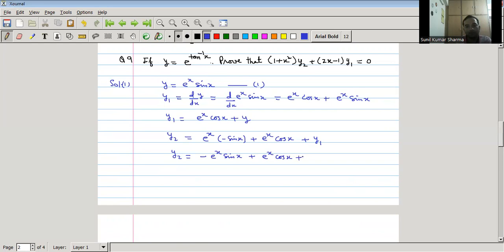And what is y1? y1 is e to the power x cos x plus e to the power x sin x. And so this cancels out. So we get y2 that is equal to 2 e to the power x cos x. So hence we get the required answer.